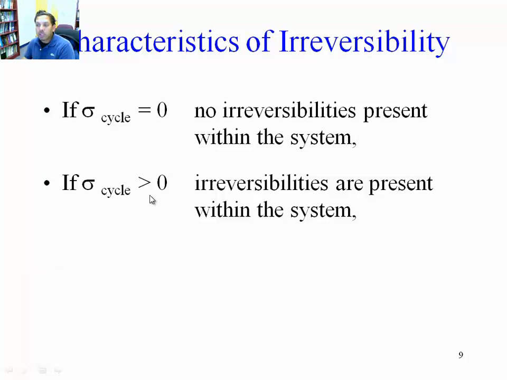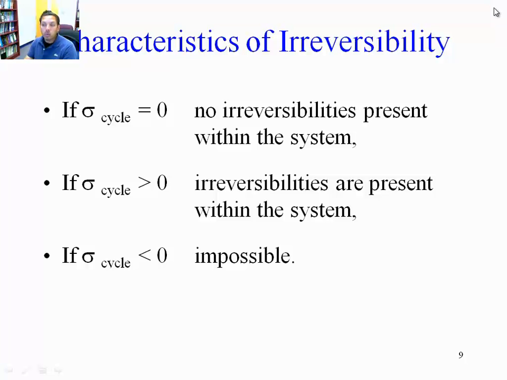So if sigma is greater than zero, then the integral is equal to a negative number, and therefore is less than zero. So there are irreversibilities in the system, and the more irreversible is the system, or the more irreversible are the processes within the system, the larger sigma is going to be. But sigma is always going to be a positive number.